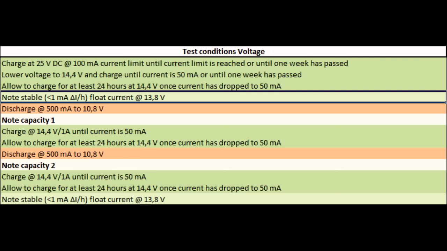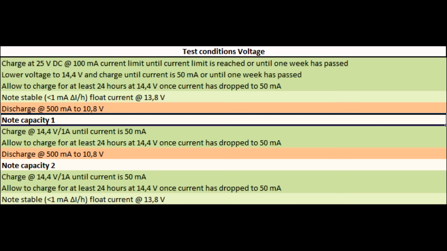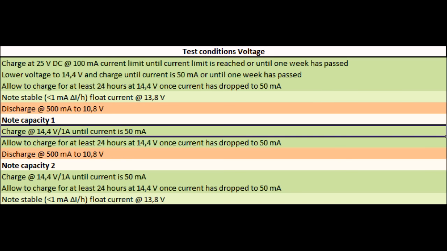And once it has settled to a stable float charge and has had its current noted, I will run a controlled discharge cycle at 500 milliamps until the battery is at 10.8 volts. The capacity of the battery will be noted, as well as the discharge curve. After that, the battery will be recharged to 14.4 volts at a 1 amp current limit, and the battery will be allowed to sit until the current once again falls down to 50 milliamps.